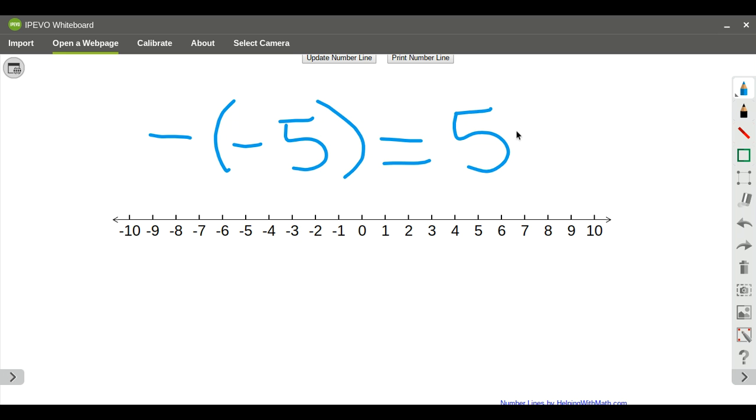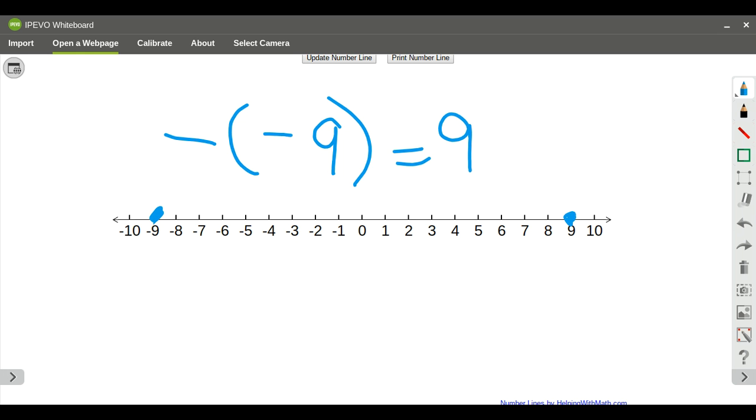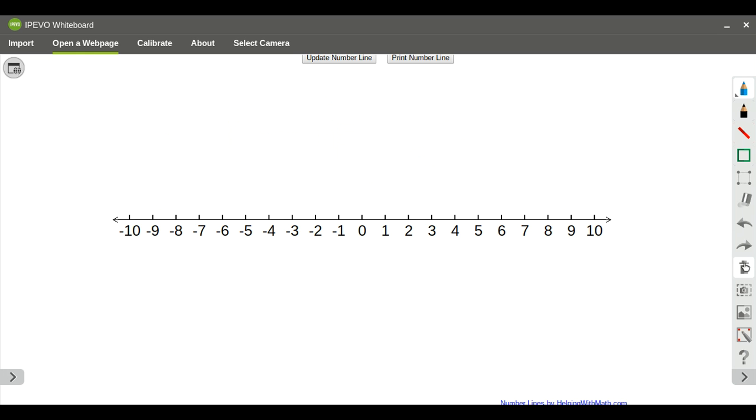All right. So heading into your values, if I give you this one, what is the value of the opposite of -9? Well, -9 is my number. The opposite of -9 is going to be 9 because they are both 9 units away from 0.